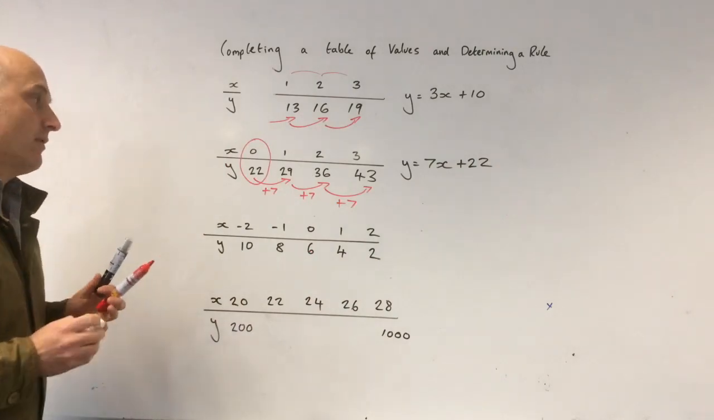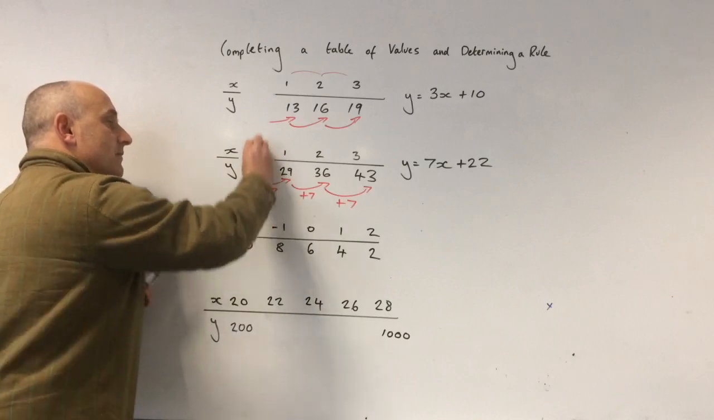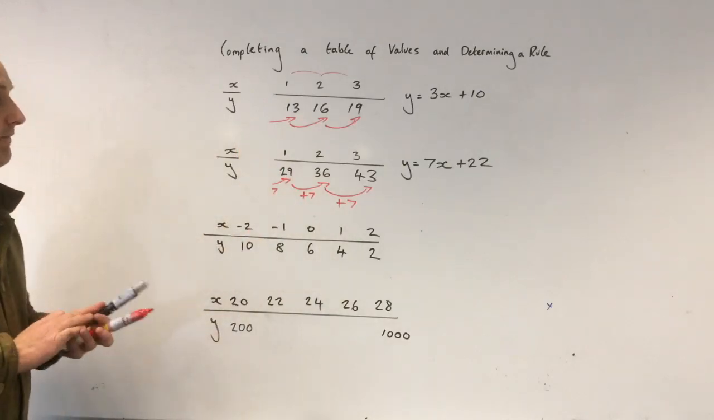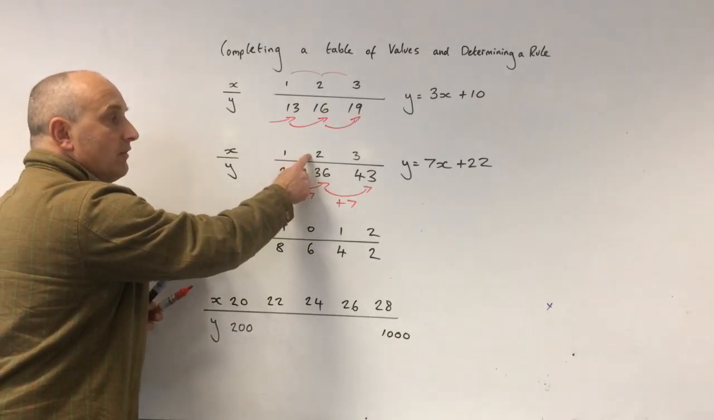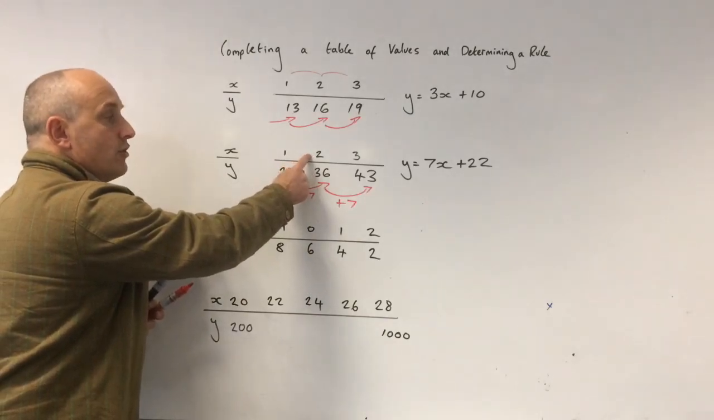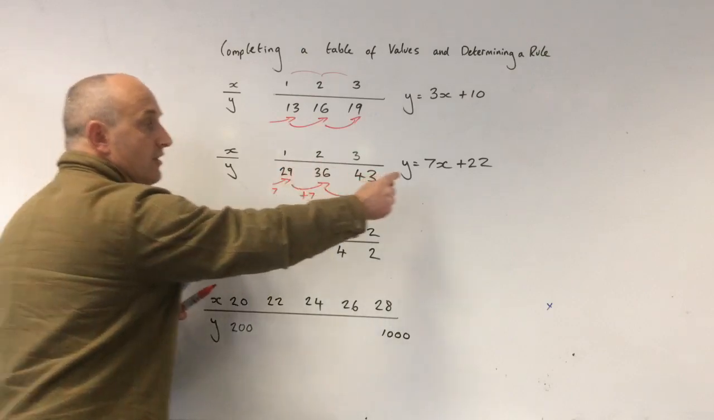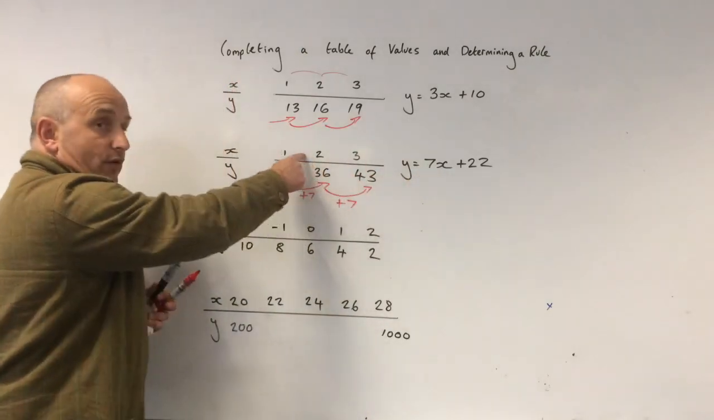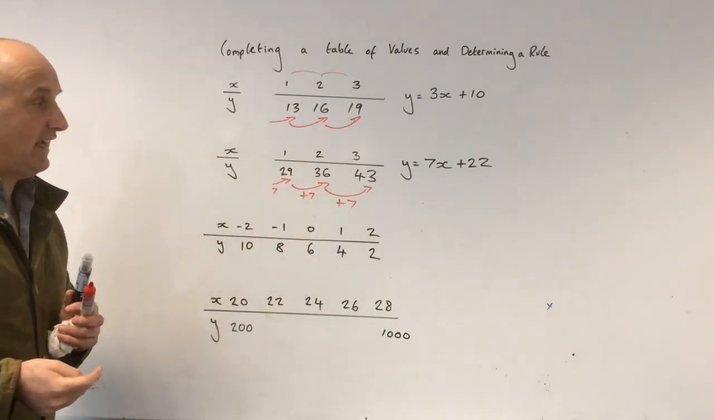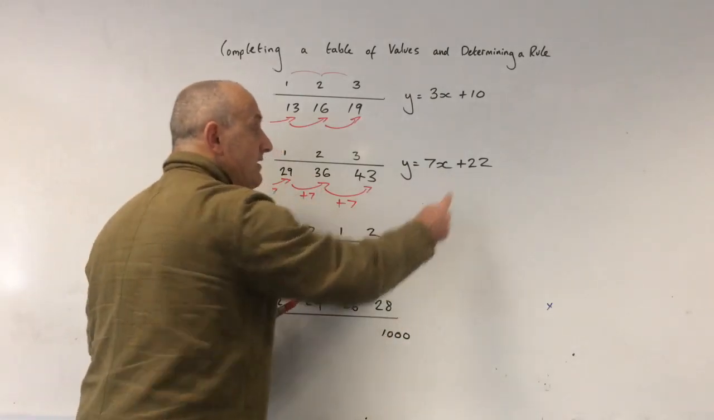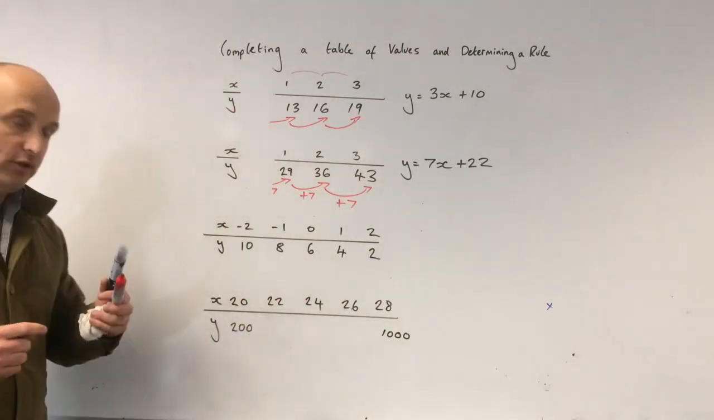But again, what do I do if I can't see this? I go here. I'm going to choose this one. 7 times 2 is 14, but I need it to be 36. What do I need to add? I add 22. Perfect.